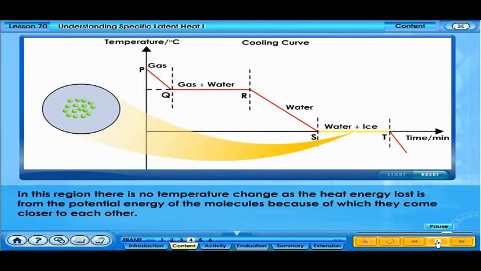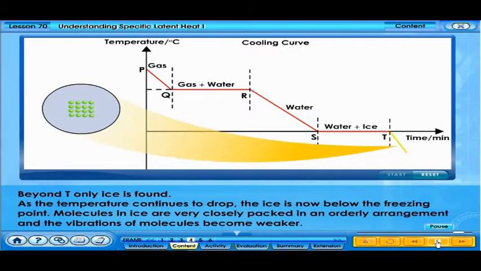In this region, there is no temperature change, as the heat energy lost is from the potential energy of the molecules, because of which they come closer to each other. As the temperature continues to drop, the ice is now below the freezing point. Molecules in ice are very closely packed in an orderly arrangement, and the vibrations of molecules become less.